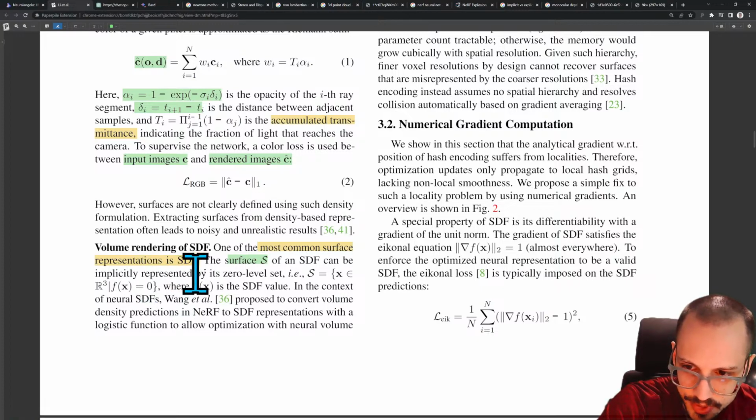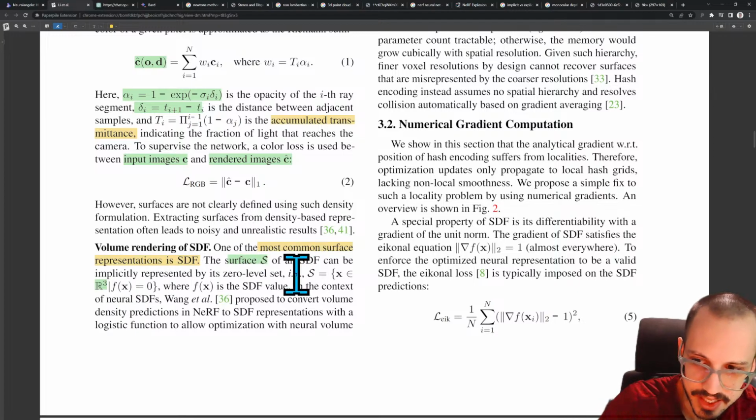Can be implicitly represented by its zero level set, i.e. a surface is the set of all points, right? And you see here this little weird looking E, and then this weird looking R with the 3. The R3 just basically means any position in 3D space, right? You have X, Y, and Z. That's where the 3 comes from. There's 3 dimensions of space, and then the fancy R just basically means all real numbers, so negative infinity to infinity for 3 dimensions. The surface is a set of points where this function is 0, right?